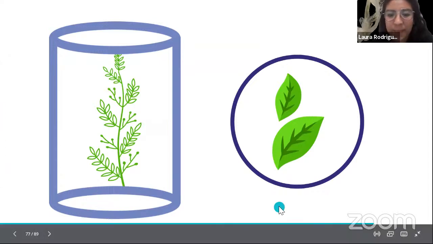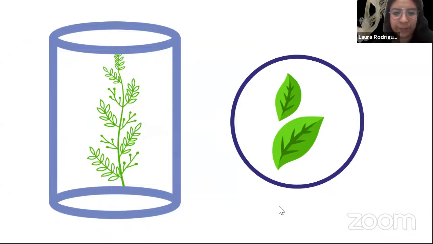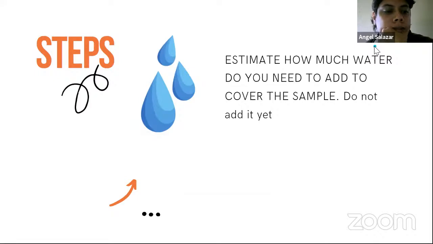Okay, good. Do you still see my screen or do you see a black square? You see my screen, perfect. So first, estimate how much water you need to add. Don't add water yet, just estimate. It should be roughly, we are not making something super accurate. It will work if you put less or more, but if it is a cup of water, it's about 250 milliliters. So make your estimation.